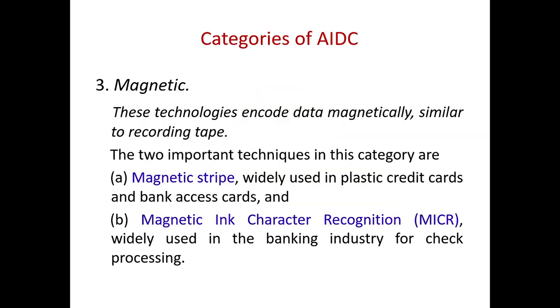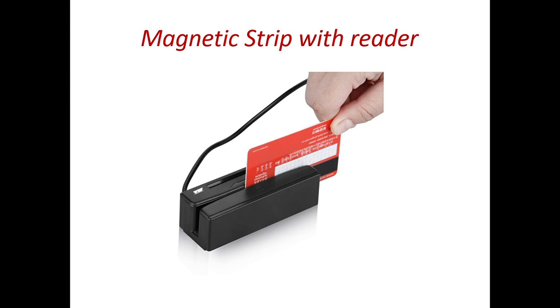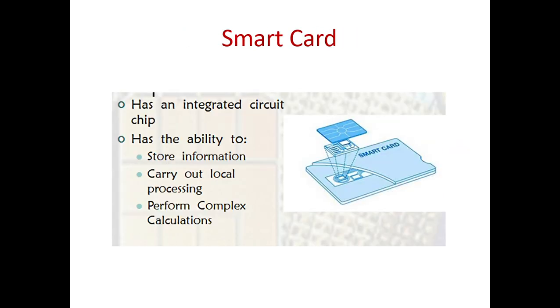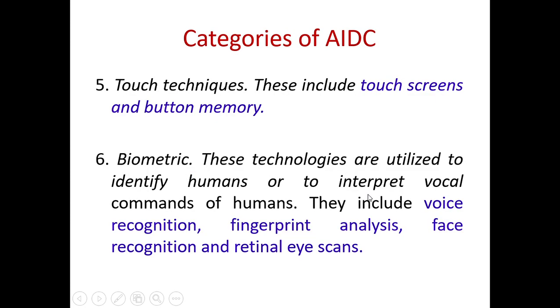Then magnetic strip, MICR, that is magnetic ink character recognition. These are also used for identifying material and data capture. Smart cards can also be used. So you can see here smart card. Beside this, some touch techniques can be used. Biometric can be used as a technology for AIDC.